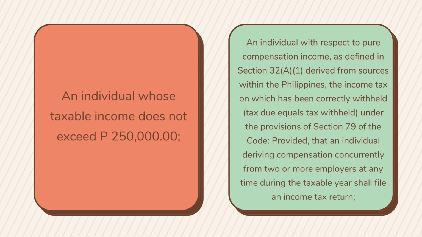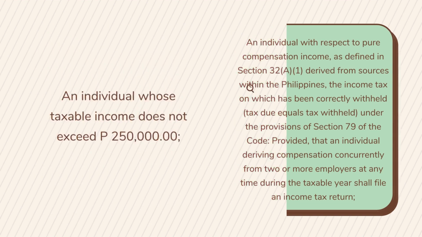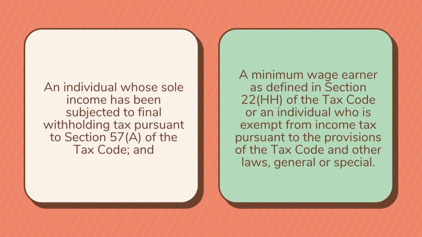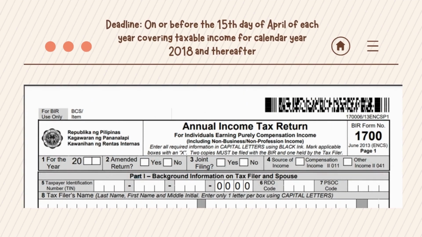Number 2, an individual with respect to pure compensation income as defined in Section 32(A)(1) derived from sources within the Philippines, the income tax on which has been correctly withheld, tax due equals tax withheld, under the provisions of Section 79 of the Code, provided that an individual deriving compensation concurrently from 2 or more employers at any time during the taxable year shall file an income tax return. Number 3, an individual whose sole income has been subjected to final withholding tax pursuant to Section 57(A) of the Tax Code. And number 4, a minimum wage earner as defined in Section 22(HH) of the Tax Code, or an individual who is exempt from income tax pursuant to the provisions of the Tax Code and other laws, general or special. The deadline of BIR Form 1700 is on or before the 15th day of April of each year, covering taxable income for calendar year 2018 and thereafter.